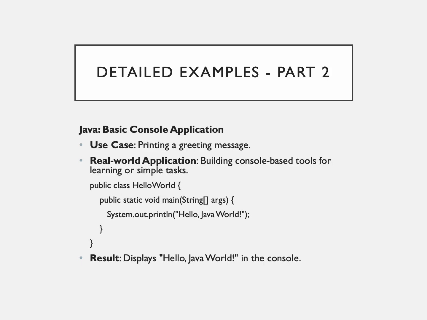Now next is Java, a basic console application. We want to print a greeting message. The real-world application is building console-based tools for learning or simple tasks. We'll say public class HelloWorld, public static void main String args, and System.out.println, Hello, Java World. This is how we are printing, and the result will display Hello Java World in the console.